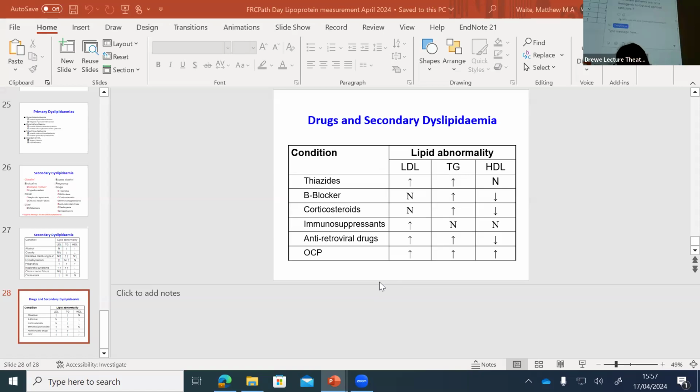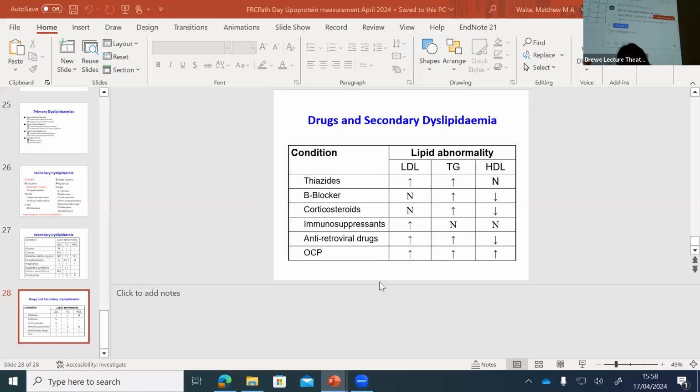Someone's asking about the cutoff for non-fasting triglycerides. It's a really good question. Again, we don't quote a non-fasting one. We quote 1.7 for fasting. I think 2.3 is out in the literature for non-fasting. But it's something ideally you want to have for your local population.